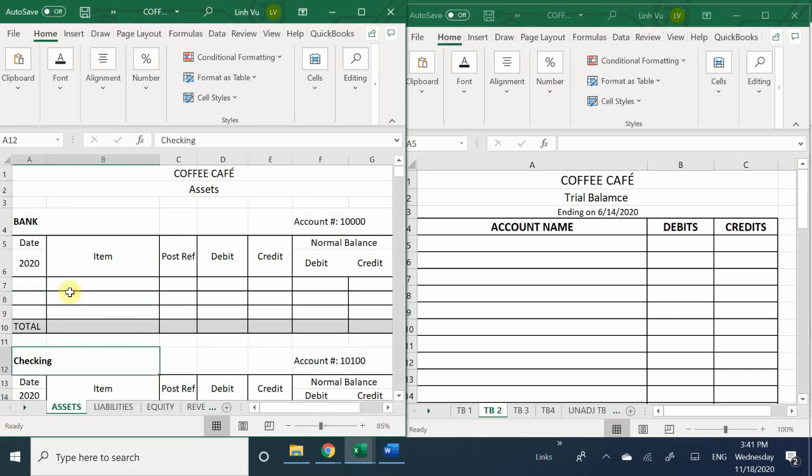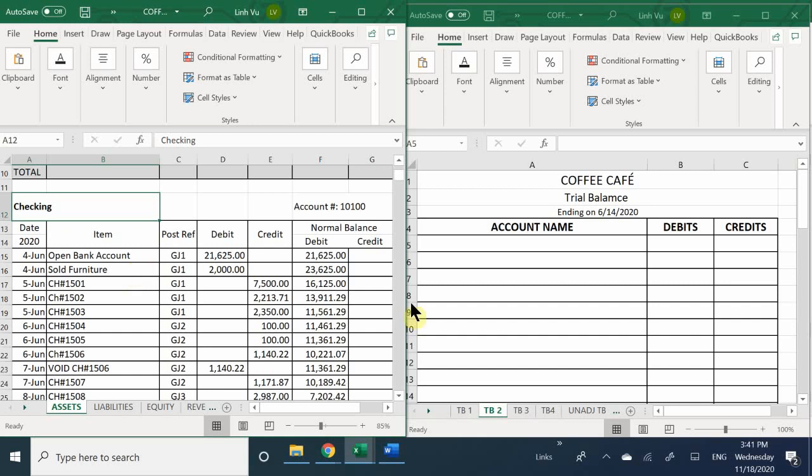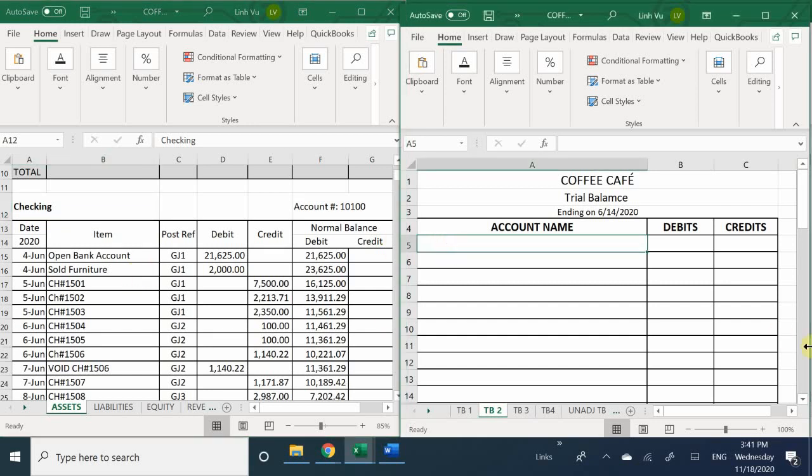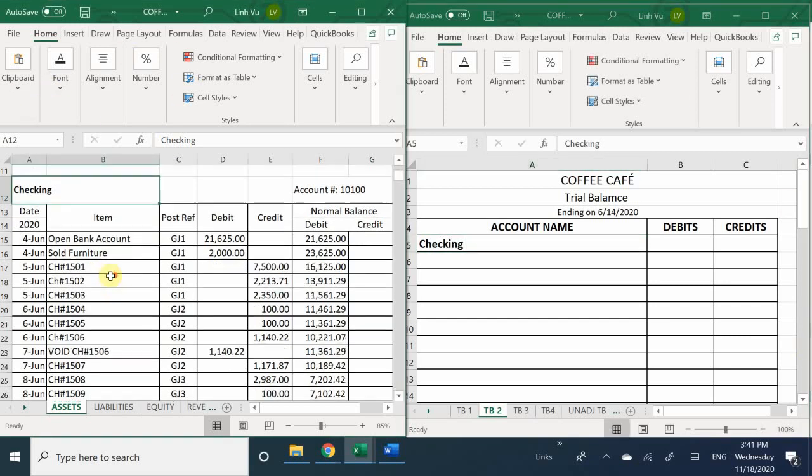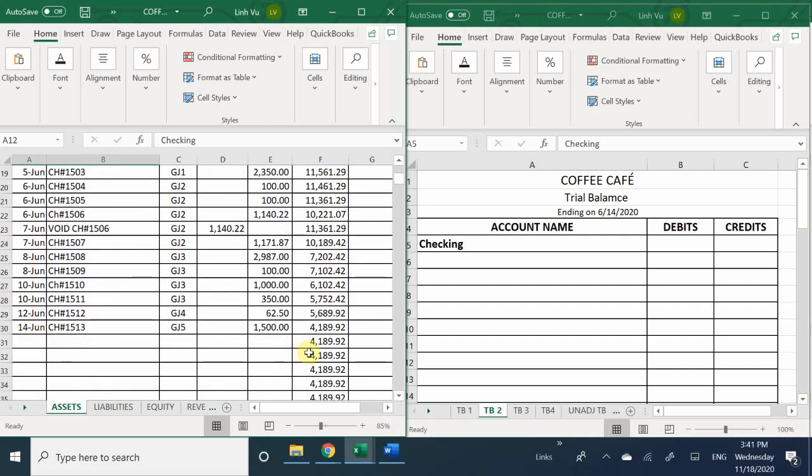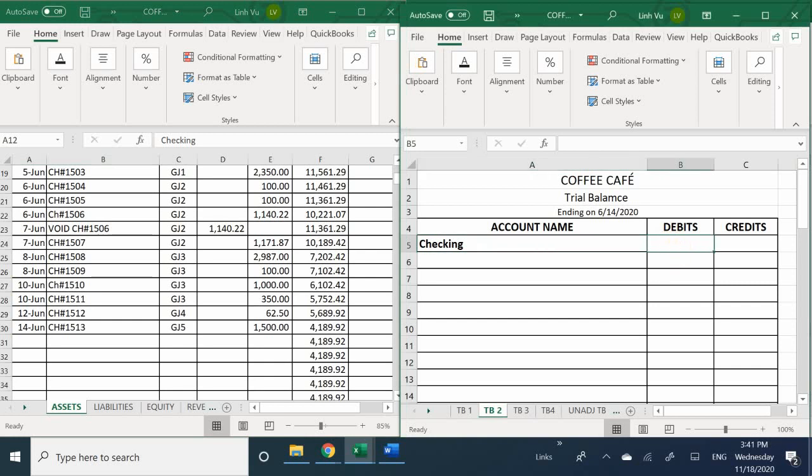So the first account is my bank account. I have no balances in it yet, so I'm not going to record this. The first one is going to be checking. Yes, we do have a checking account. And what is my account balance as of June 14? $4,189.92. And 92 cents. Okay, good.